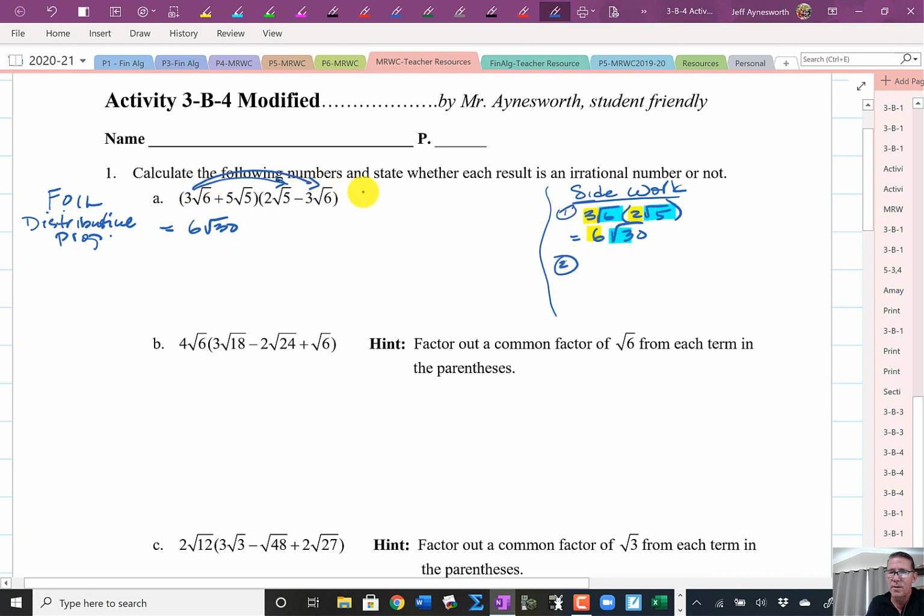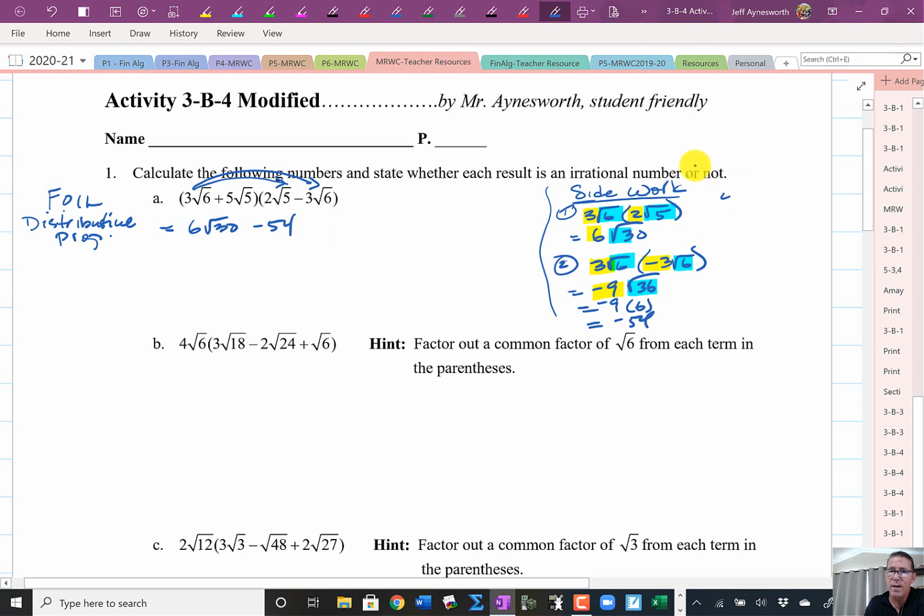Step 2, the outer product. First, outer, inner, last. 3 root 6 times negative 3 root 6. You multiply like terms, so 3 times negative 3 is negative 9. That should be obvious. And then root 6 times root 6 is root 36. A root times a root is a root. Now root 36 is 6, so negative 9 times 6 equals negative 54. So we got negative 54 there.